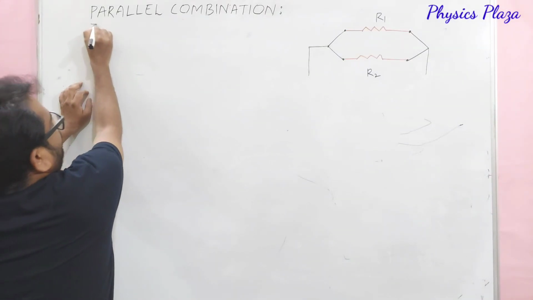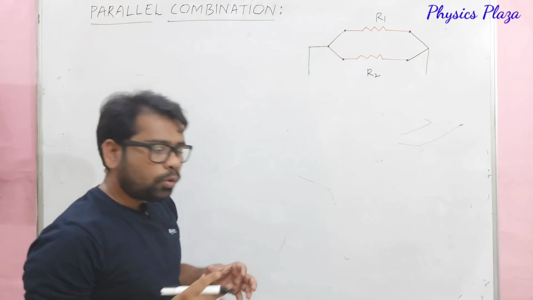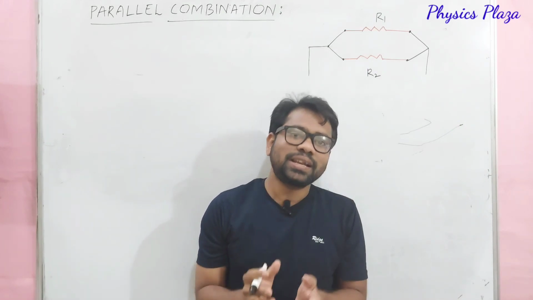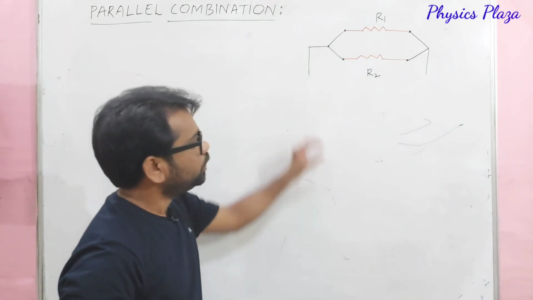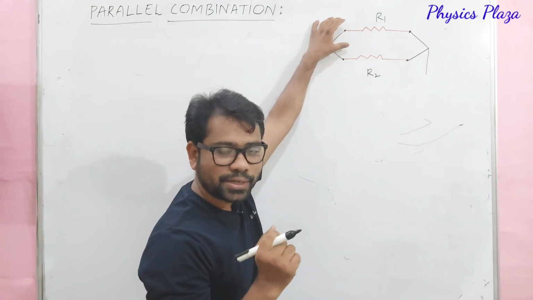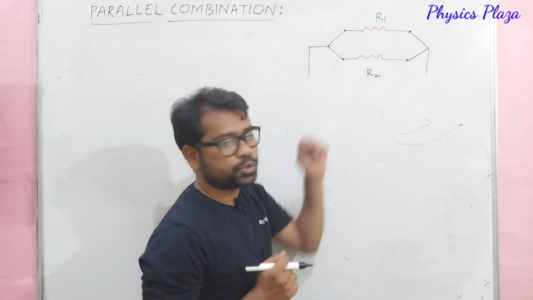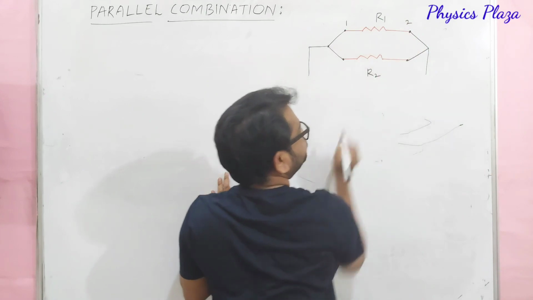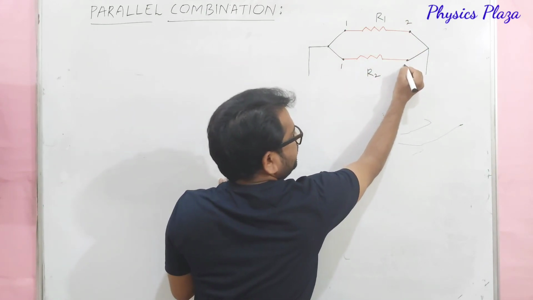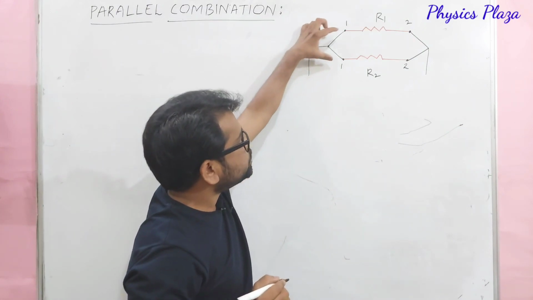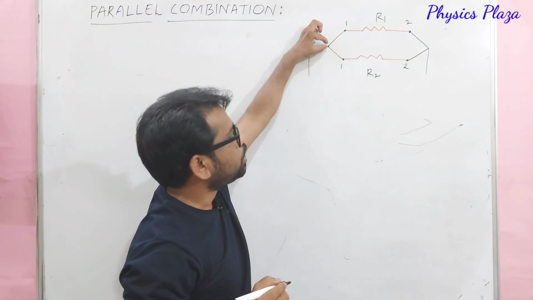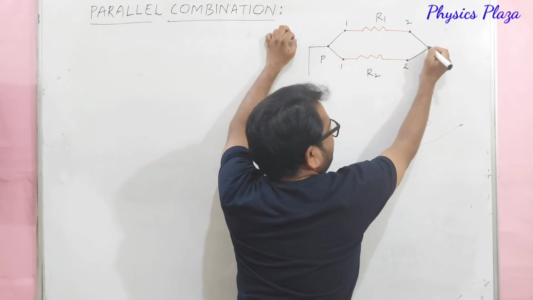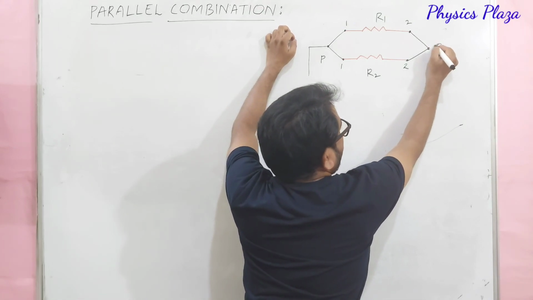So children, now we will see parallel combination. When two resistors are connected in parallel, what will be the resultant resistance? Children, look here. Here we are considering two resistors of resistance R1 and R2. This is the first terminal of this resistor and the second terminal, and the first terminal of this resistor and its second terminal. The two first terminals are connected at a common point, let us say point P, whereas the two second terminals are connected at a point Q.